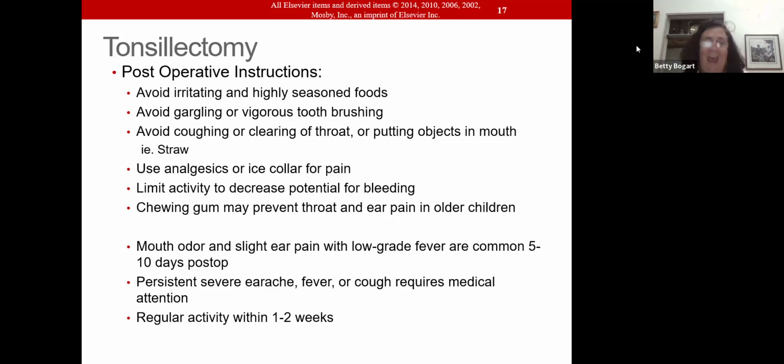So it can happen. Now, a little bit of pain, a little bit of mouth odor, it's normal. But if it gets worse and it persists too much, that child needs to go back. And remember, any kid that you see post tonsillectomy, if they're constantly swallowing, they're probably bleeding.